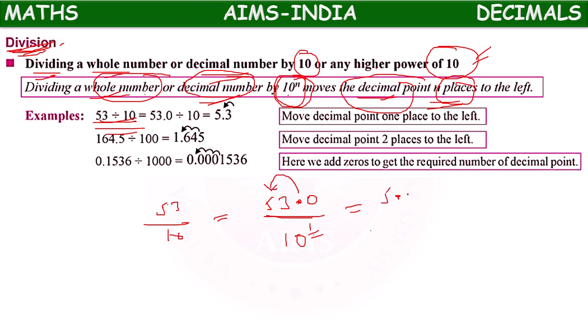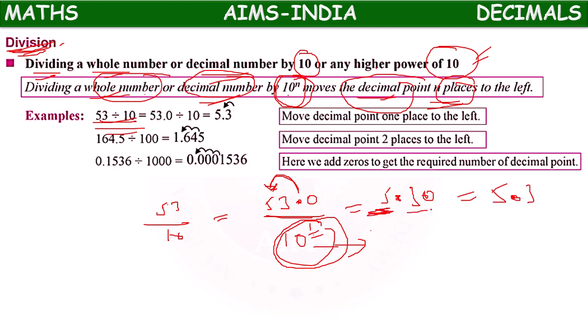And it will become 5.30. Then we won't write the 10 power 1, because we are removing 10 power 1 in the denominator and we are shifting the decimal place to the left. So 5.30, which is nothing but 5.3. Because in decimal numbers, we have two parts: this is the whole number part and this is the decimal part. In the decimal part, on the extreme right side, if 0 is there, then it does not have any value. We can write it as 5.3.